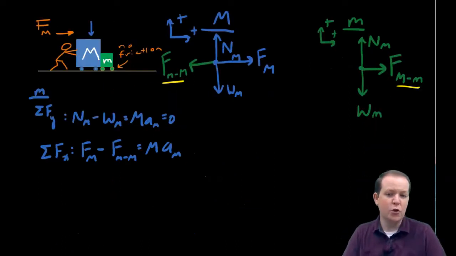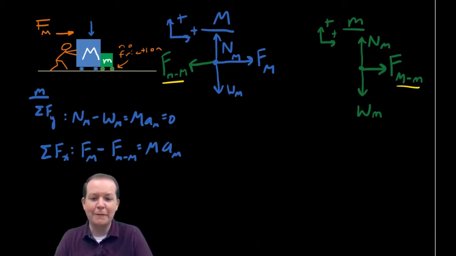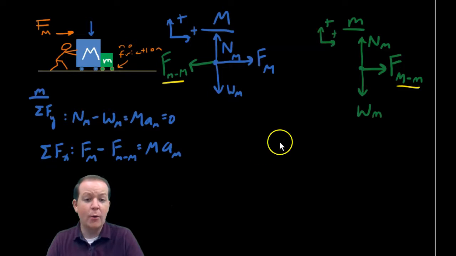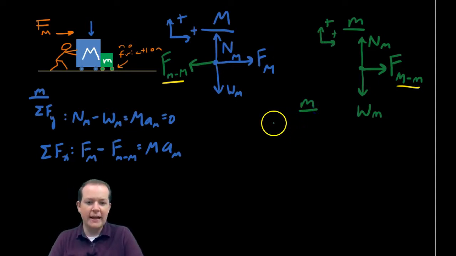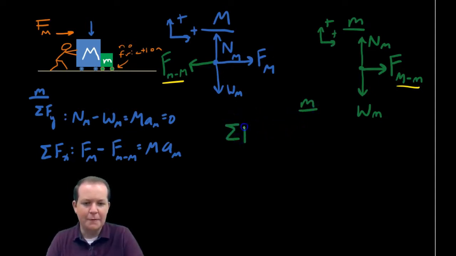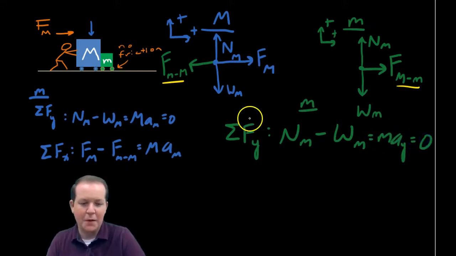I hit pause real quick just so I could shrink my screen a little bit. I'm also going to move my floating head right here because now I can set up the sum of the forces for my little green object, my smaller mass. What does that look like? Well, again, let's set up the sum of the forces in the y direction. There's the normal force of little m minus the weight of little m. That equals little m times ay, but that's probably 0 in this problem.